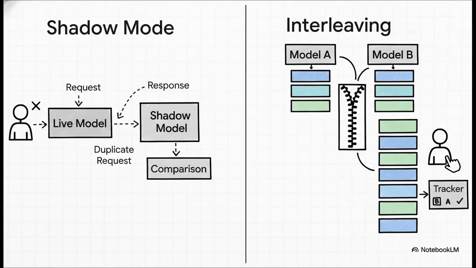But what's really cool is that you can test things without users even having a clue. In shadow mode, a new model gets real traffic, but its answers are never shown to the user. You just compare its performance to the old model behind the scenes. Or with interleaving, you can literally mix search results from two different models together and just see which ones users click on more. It's just brilliant.